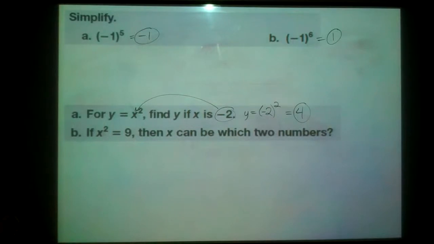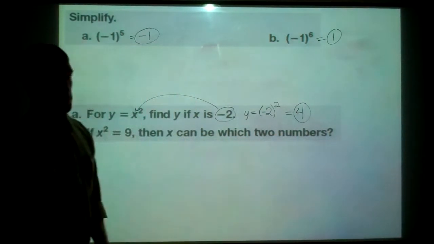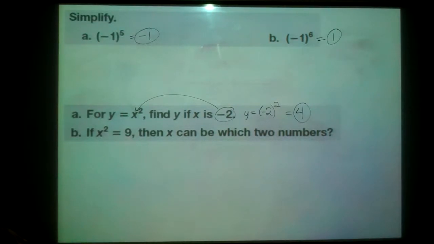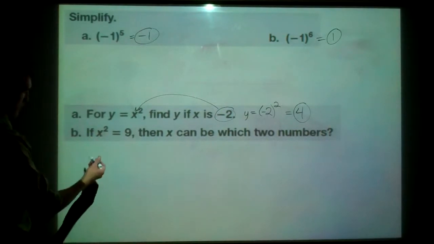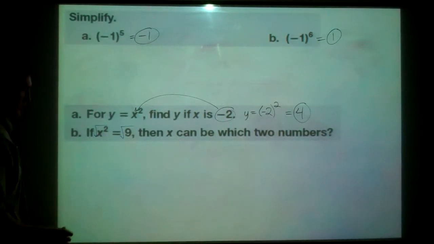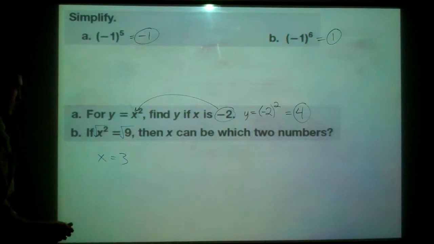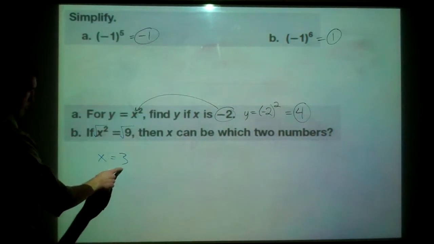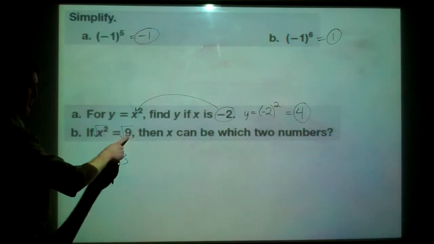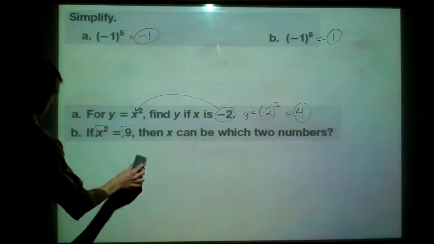Now they're going to make us think about this backwards. If x squared equals 9, then x can be which two numbers? Basically, what we've done in the past, like with the Pythagorean theorem, to solve for x, we would take the square root of each side, and that would give us x. The square root of 9 is 3. The reason this works is because 3 to the second power gives you 9. So yes, that's okay. We can do that still.